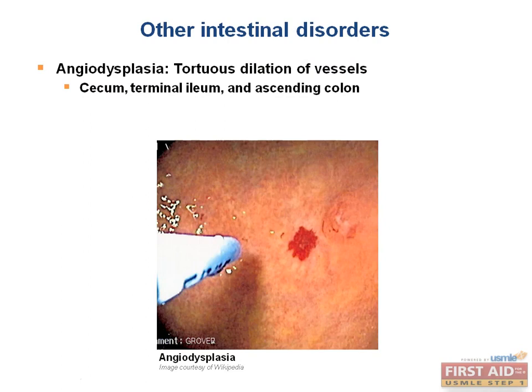Next is angiodysplasia. This is where a tortuous dilation of vessels leads to bleeding. It is common in the cecum, terminal ileum, and ascending colon, and they're found in older patients. We can see one here.